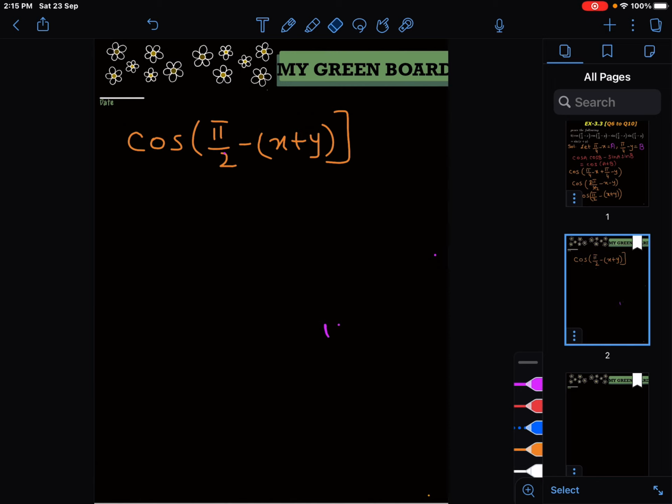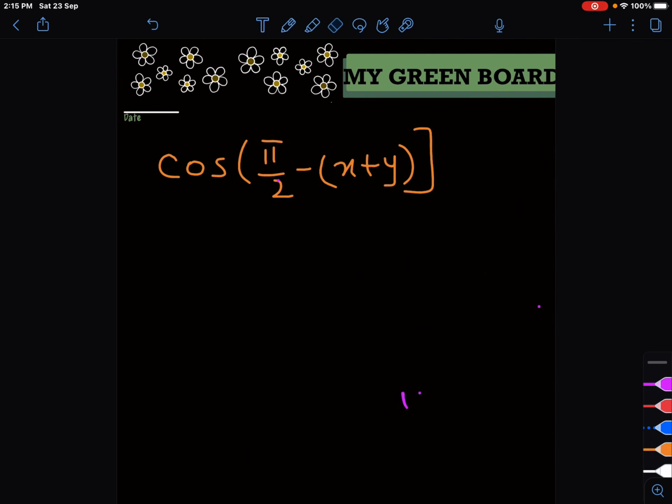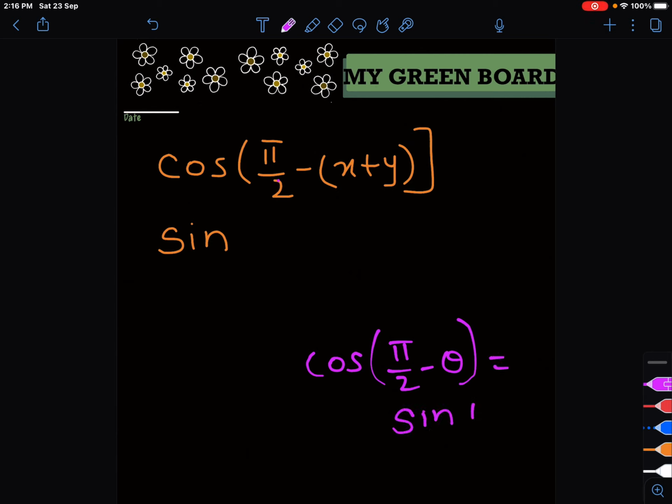Now what we are going to do is just change the function. This cos will become sine now. This pi by 2 minus of x plus y becomes cos of pi by 2 minus theta, which is equal to sine theta. Got it, children? So this formula we need to apply in this.